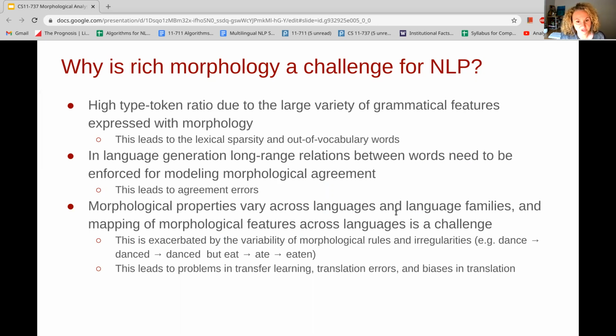An additional challenge of morphologically rich languages is their complex word agreement. This leads to agreement errors in language generation, especially when we need to model agreement between words that appear far from each other in a sentence. Just because, as I mentioned a few slides before, morphologically rich languages also have more free word order.